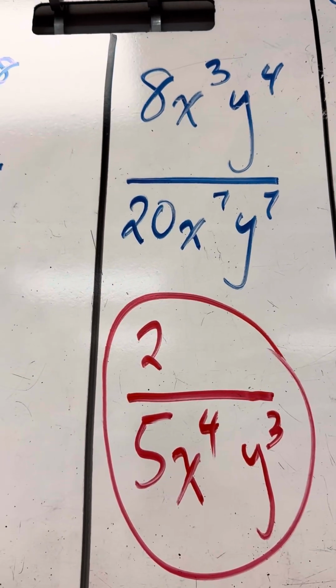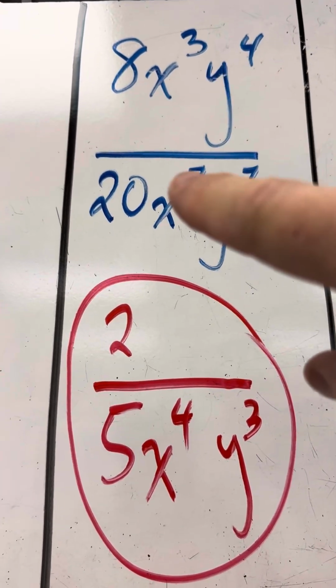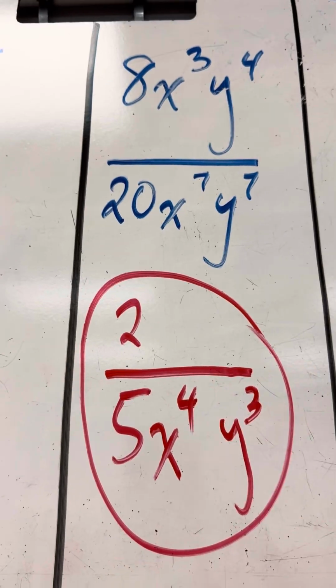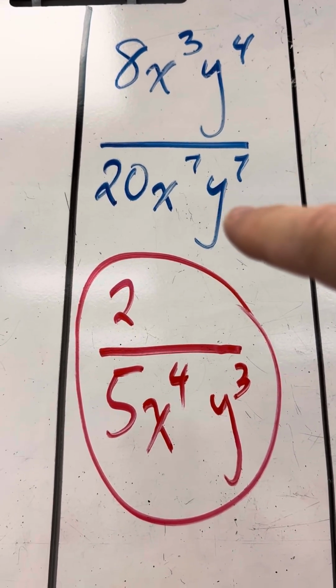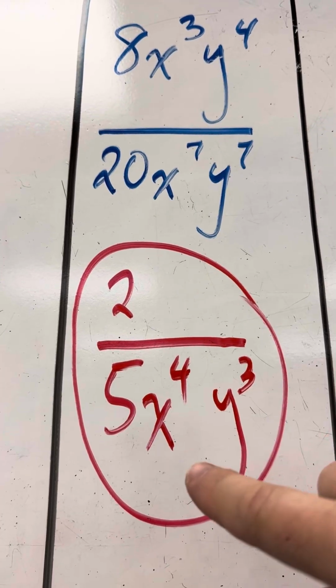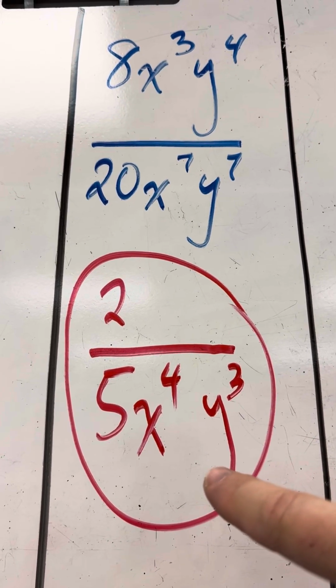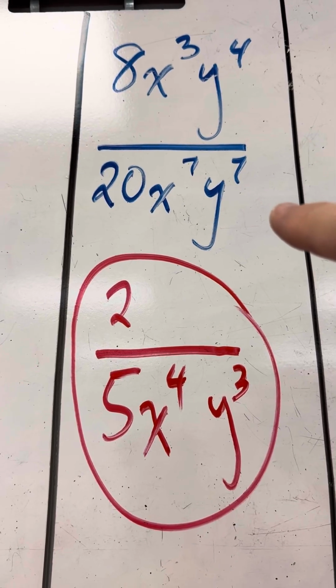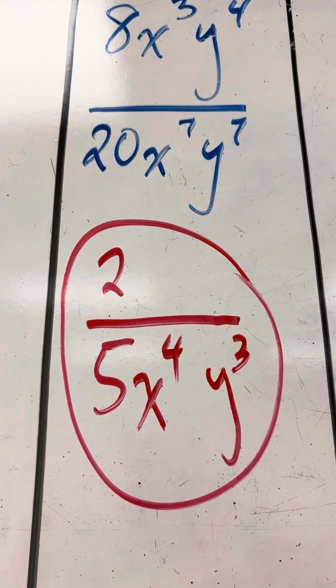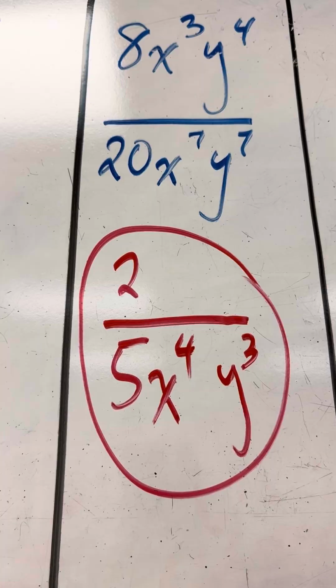Again, use your Desmos calculator to do 8 over 20. That'll give you 2 over 5. X to the third over x to the seventh. 3 x's cancel, leaving you with x to the fourth on the bottom. Y to the fourth over y to the seventh. 4 y's cancel, leaving you with 3 y's on the bottom. Okay.